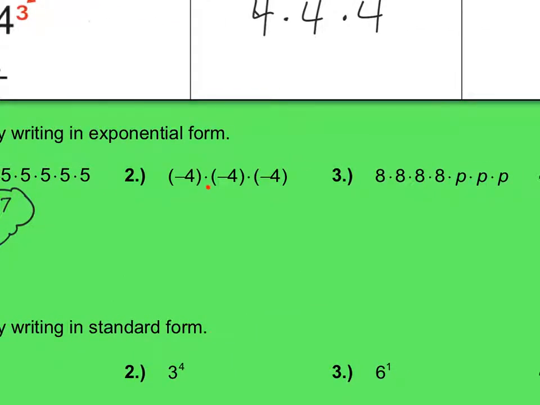This one, negative 4 is the base because that's the number we see over and over again. And there's 3 of them. You must include the parentheses though. If you don't put the parentheses there, it's wrong. Because we want to protect that negative sign, the parentheses go around it. That is negative 4 to the third power.